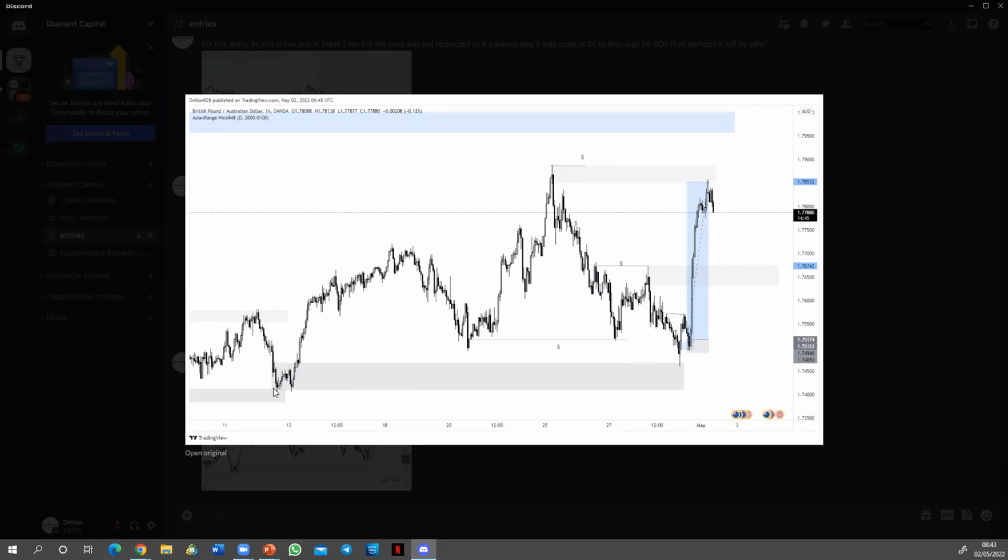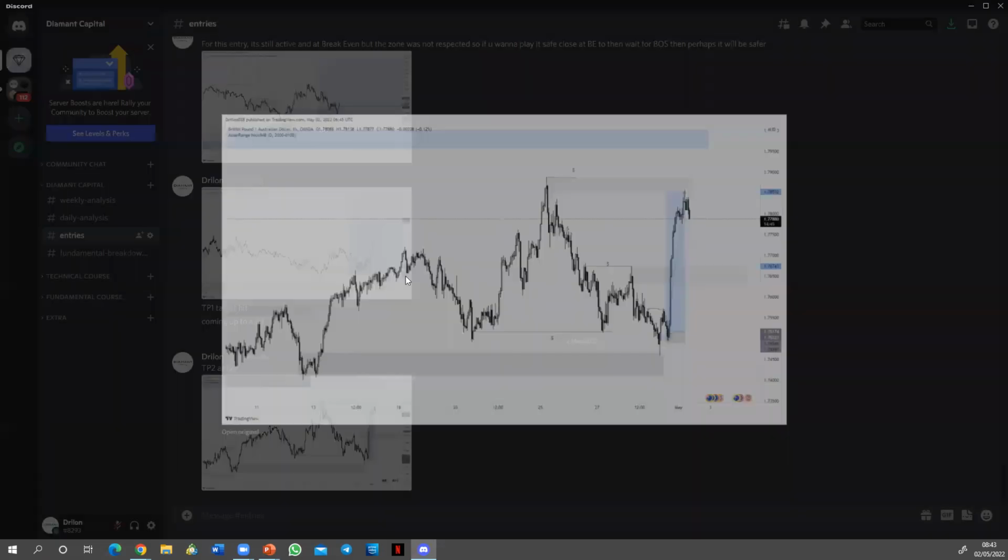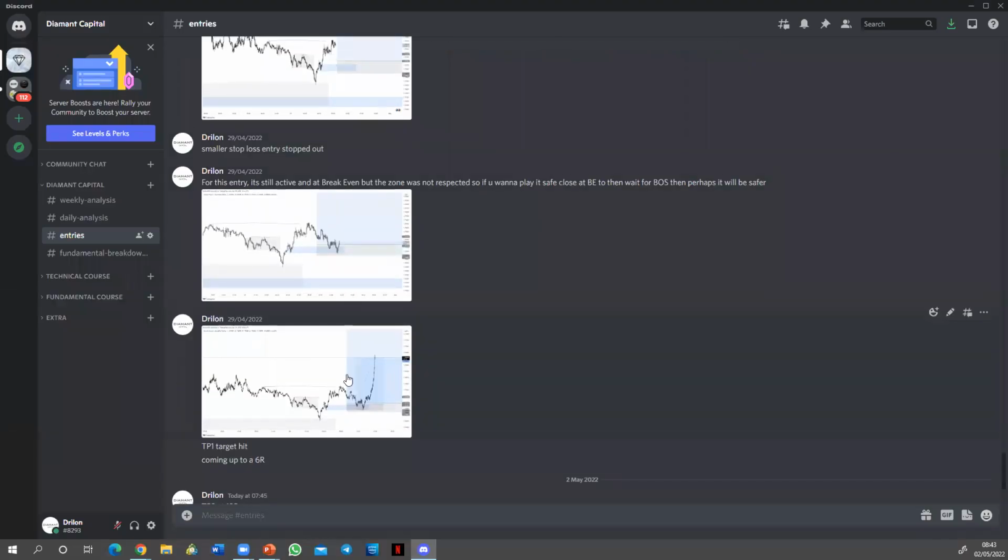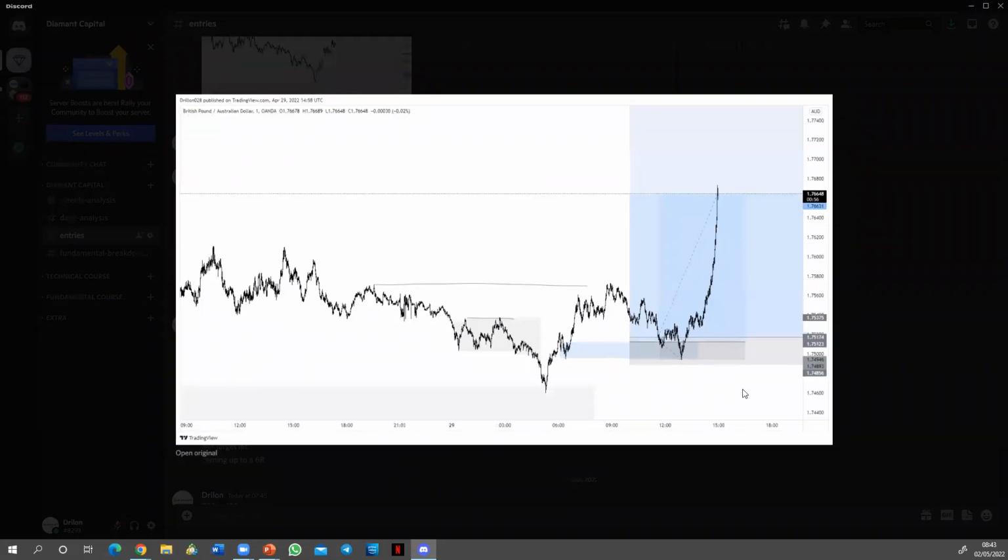Now exactly marked out this 4-hour point of interest and then refining that down to a 15-minute point of interest right here. And this is exactly the entry that we took, as you can see, and then entering even on the 1-minute or on the 5-minute chart.